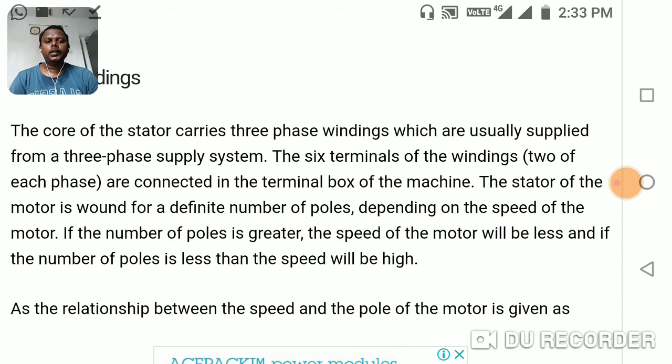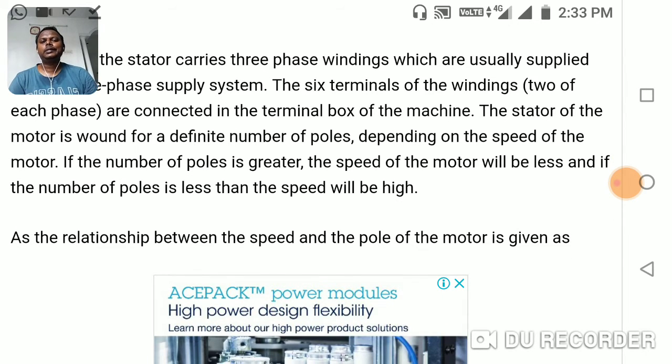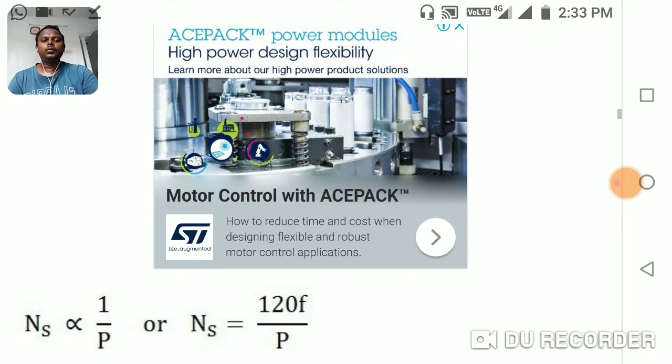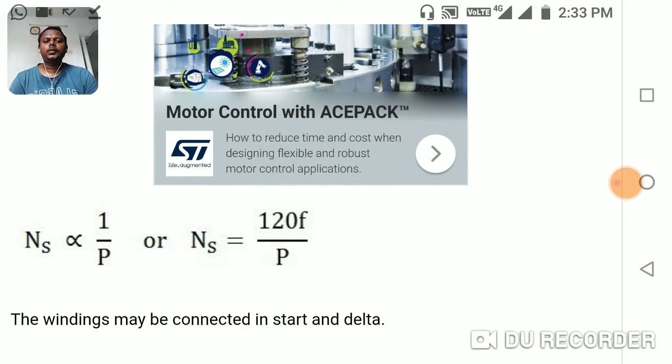So here what it is saying is, if the number of poles is greater, the speed of the motor will be less, and if the number of poles is less, the speed will be high. Vice versa, if the pole is increased, the speed will be lesser. If the pole is reduced, speed will be higher. This is the concept of the poles. As you know, the relationship of the speed is Ns directly proportional to 1 by P, or Ns is equal to 120 f by P.